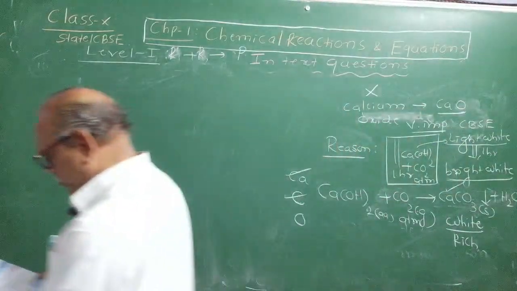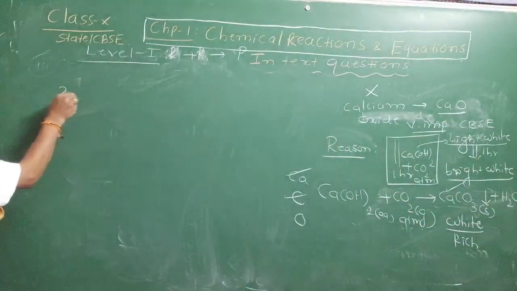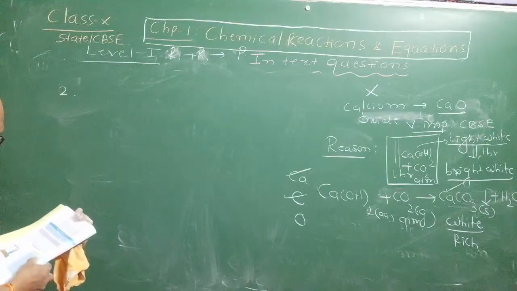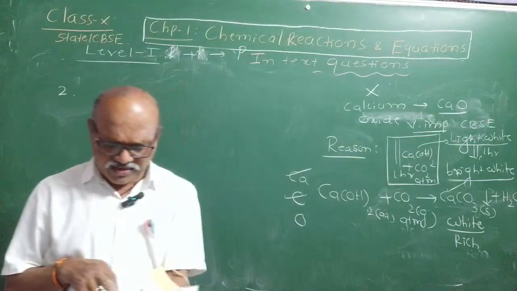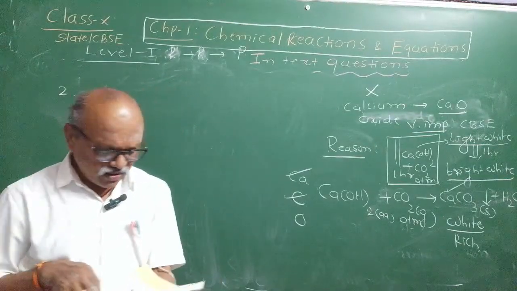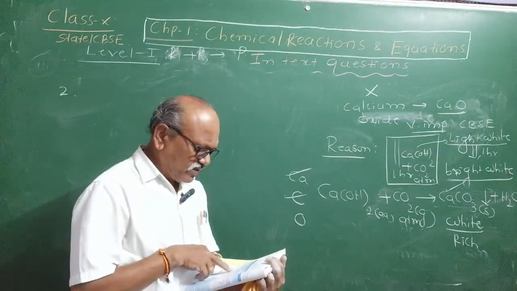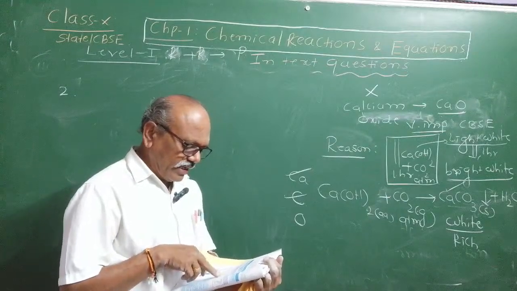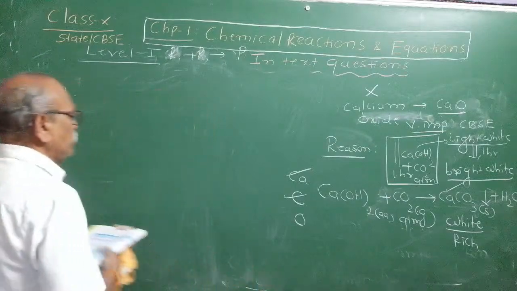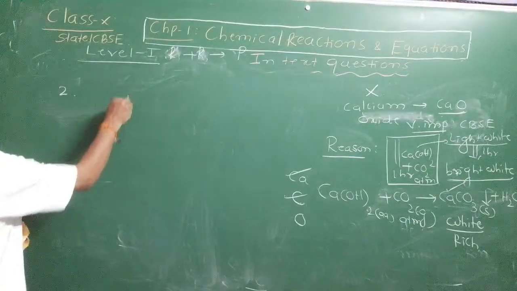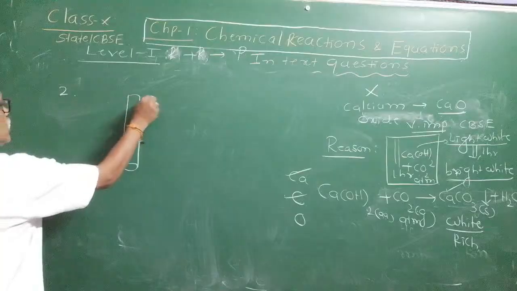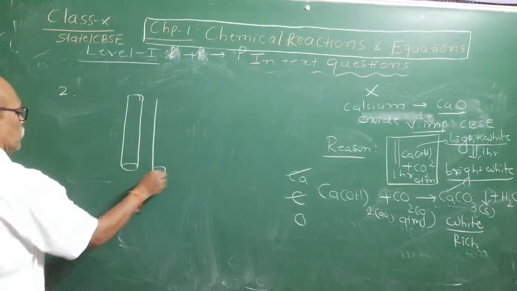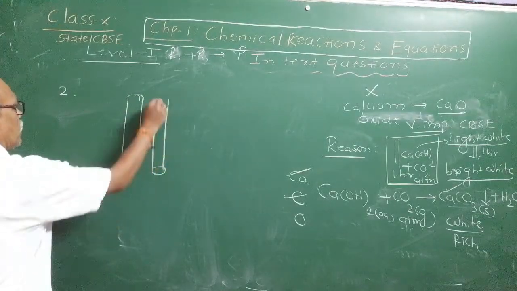Second question, asked a number of times: why is the amount of gas collected in one of the test tubes in Activity 1.7 double the amount collected in the other? Name this gas. Activity 1.7 means electrolysis. We said that during electrolysis there are two test tubes. I think I explained this already.